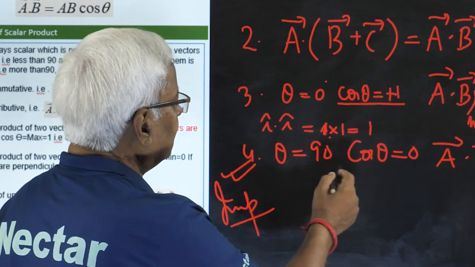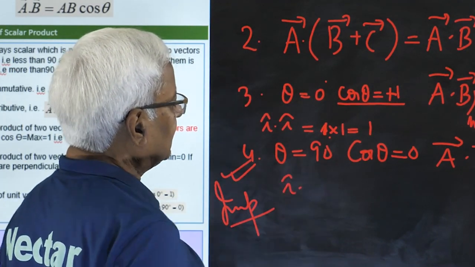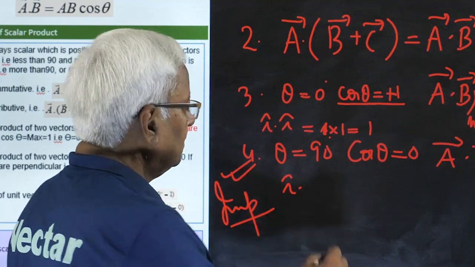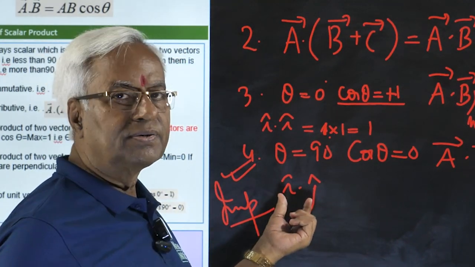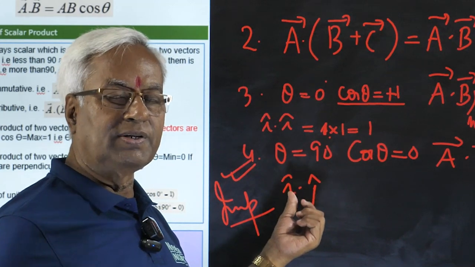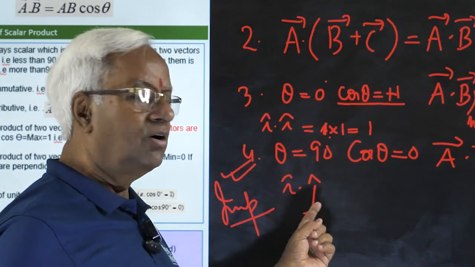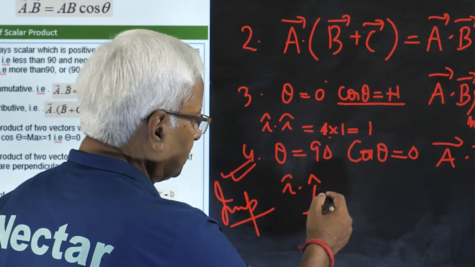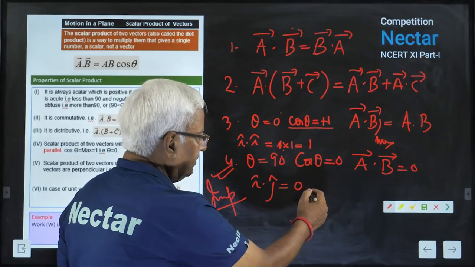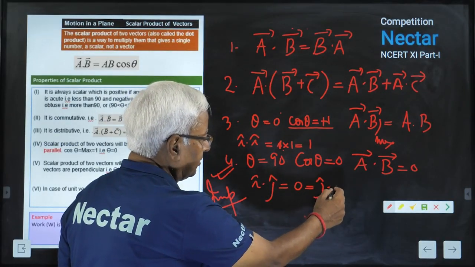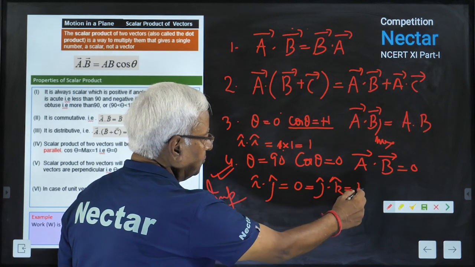Here, i is along the x-axis and j is along the y-axis. Their dot product, since they are perpendicular, one along the x-axis and the other along the y-axis, is going to be 0. Then j dot k and k dot i, these two will also be 0.